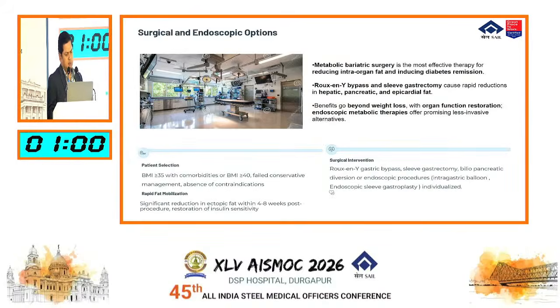Coming to the surgical options, though minimally invasive endoscopic procedures are favorable nowadays, like intragastric balloon and so on. The patient criteria are BMI more than or equal to 35 with comorbidities, or BMI more than or equal to 40 with failed conservative management and absence of contraindications. There is significant reduction in ectopic fat within 4 to 8 weeks post procedure and restoration of insulin sensitivity.